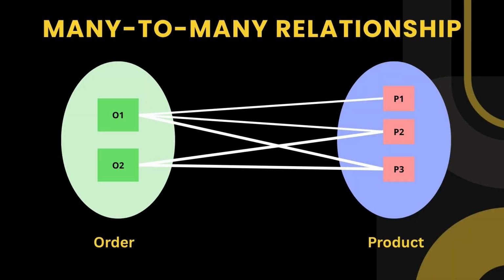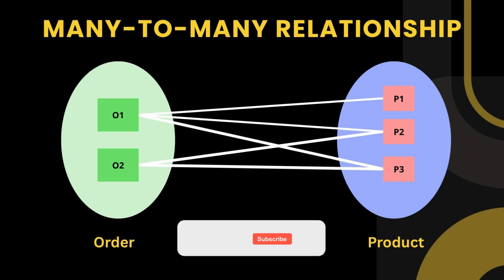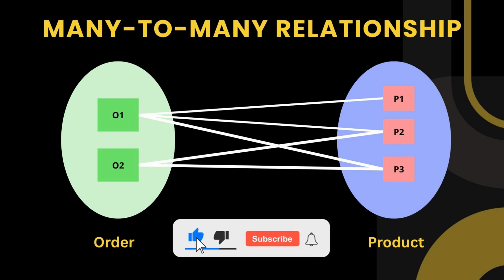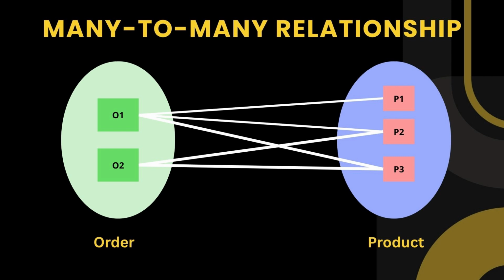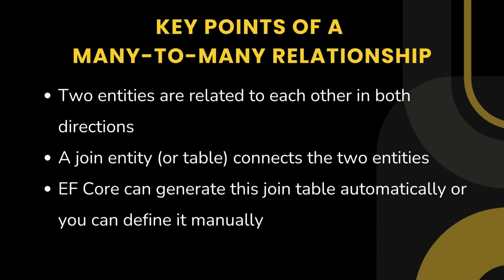Alright, now that we've got that covered, let's talk about many-to-many relationships. This type of relationship occurs when one entity is related to multiple instances of another entity, and vice versa. For example, in an e-commerce system, an order can include multiple products, and a product can appear in many orders. This is a classic example of a many-to-many relationship. So, in a many-to-many relationship, we need to model both sides, meaning both entities reference each other.